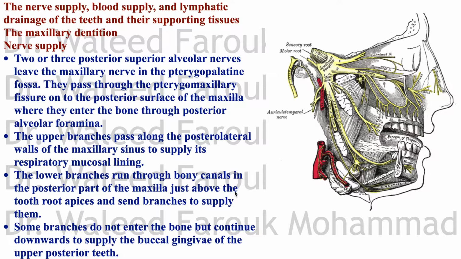The upper branches pass along the posterolateral wall of the maxillary sinus to supply the mucosa lining the maxillary sinus. The lower branches run through canals in the maxilla just above the tooth roots, as you can see here, and they send branches to supply them, as evident in this plate. Some branches do not enter the bone and continue to supply the buccal gingiva of the upper posterior teeth.